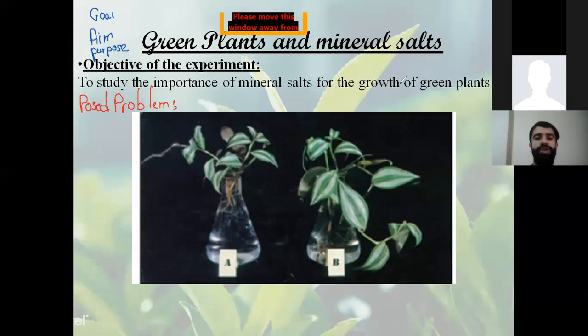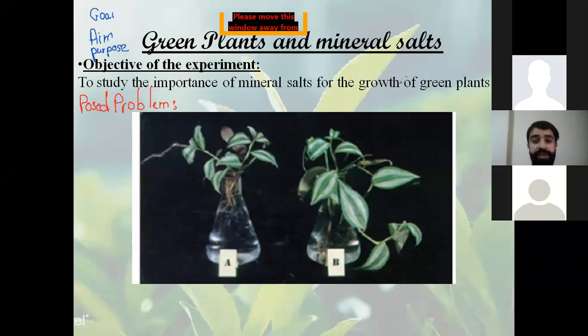First of all, the posed problem is similar to the aim, but it should be in the form of what? A question. Question, very good. Can you tell me what the posed problem is in this experiment? The posed problem is: what is the importance of mineral salts for the growth of green plants? Very good. Thank you, Adam.